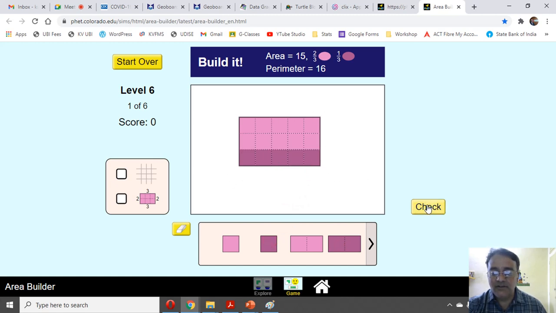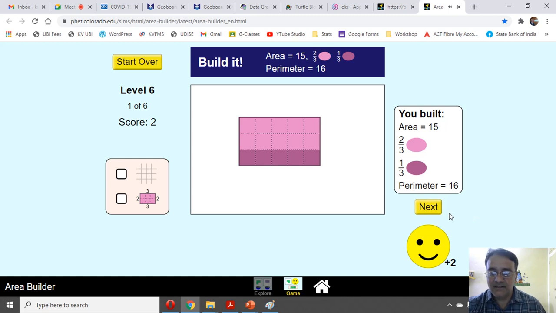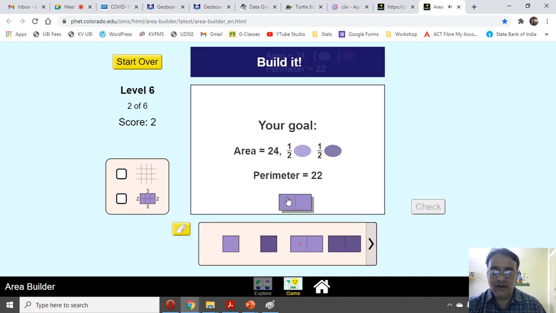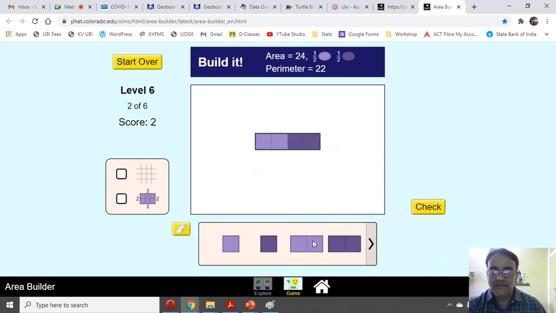Then we have to click on check. If the answer is correct, a smiley face will come. If the answer is wrong, then a sad face. So this is correct. Now I will make one answer wrong by simply putting in a different block.